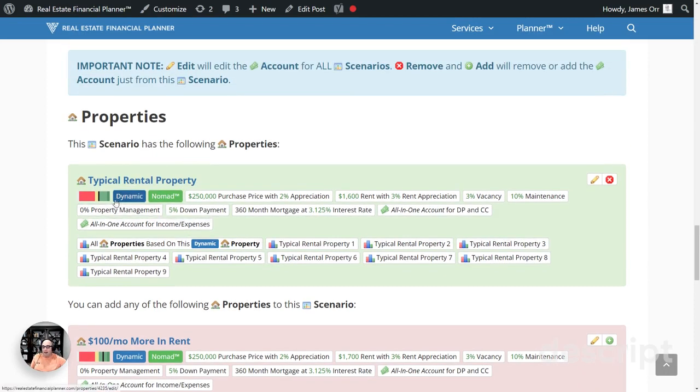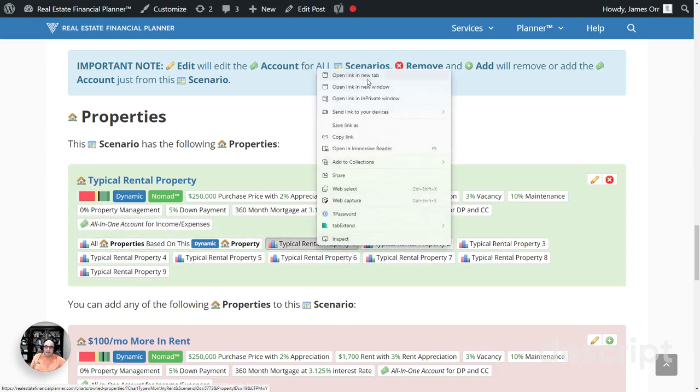And once you run it here, it gives you a summary. It shows you that cash flow parameter, shows you that it's a dynamic property, shows you that it's a nomad property. We purchased it for $250,000 with 2% appreciation, $1,600 a month rent with 3% appreciation, 3% vacancy, 10% maintenance. You're managing yourself, 0% property management. You're putting 5% down, getting a 360-month mortgage, 30-year mortgage at 3.125%. You're taking your all-in-one account for both the down payment, which is DP, and your closing costs. And then you're doing that all-in-one account for both your income and expenses. And if you want to see any individual property, you can go click on these. I'll just show you here.